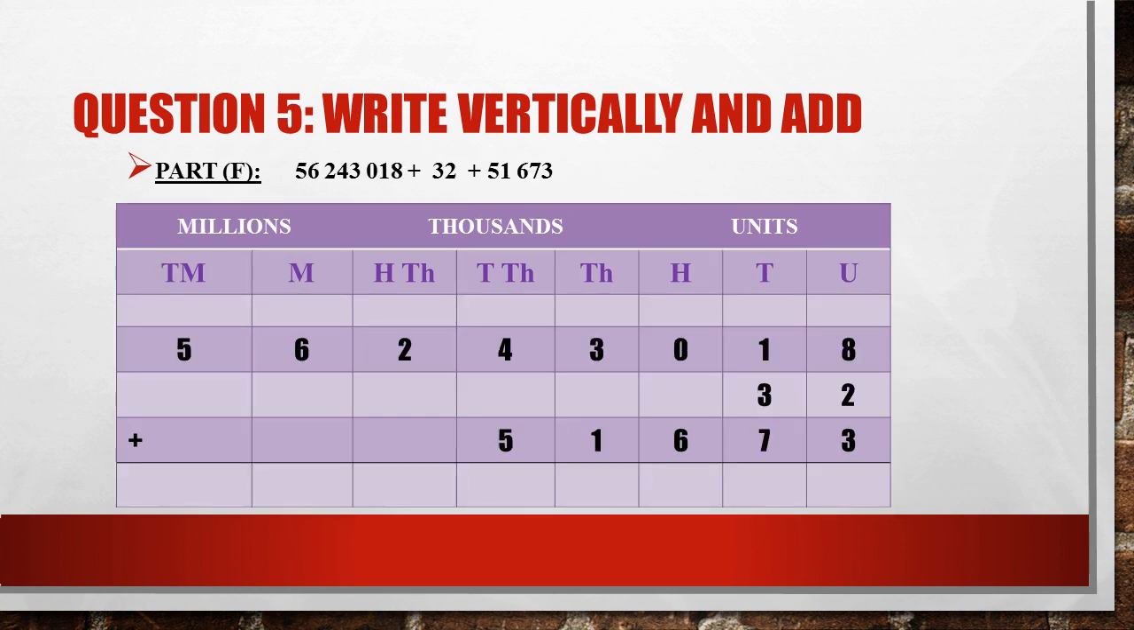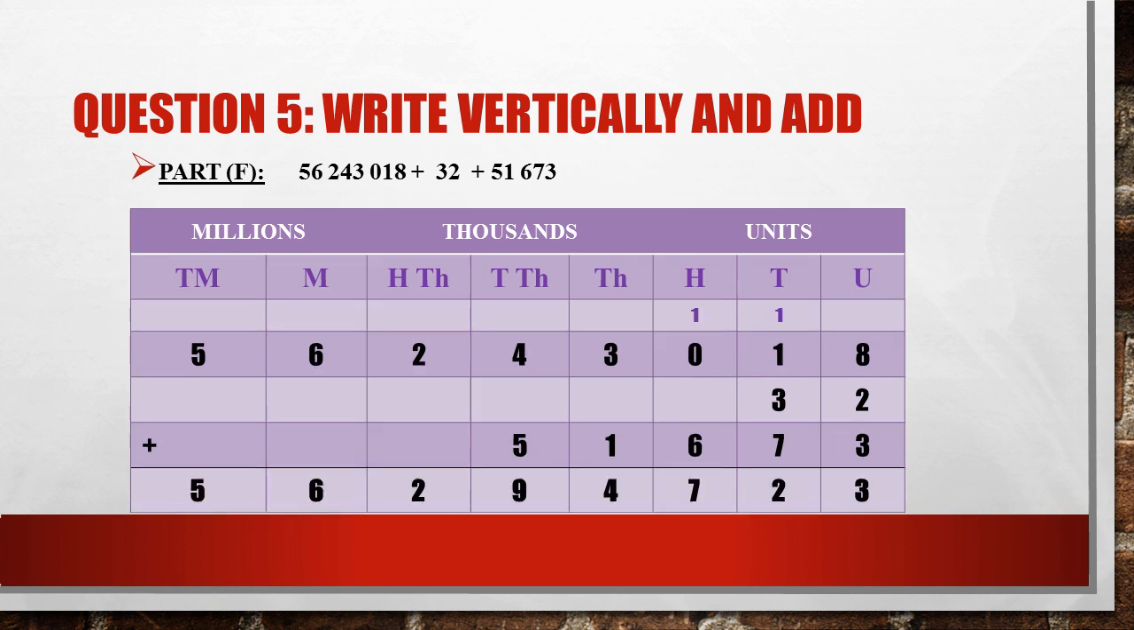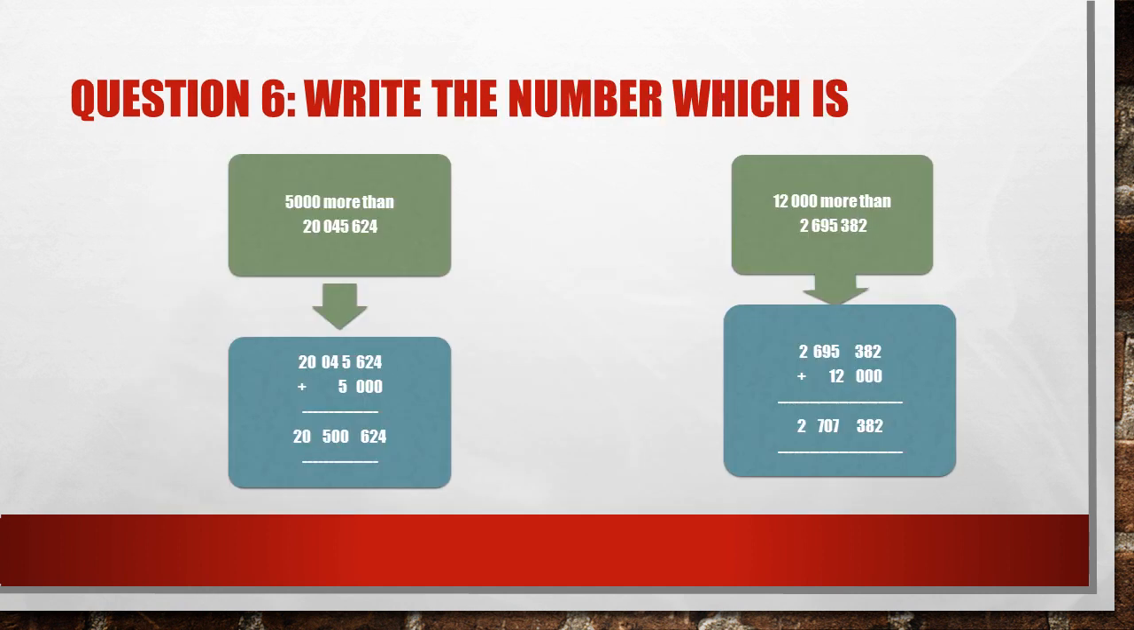Similarly, by following these steps, part F can be solved. In part F, students, you can see clearly we have three numbers. The first number is an 8-digit number, the second number is a 2-digit number, and the third number is a 5-digit number. We will place all these three numbers in the international place value chart as shown here. Now after adding we will get the answer, and the answer is 56,294,723.